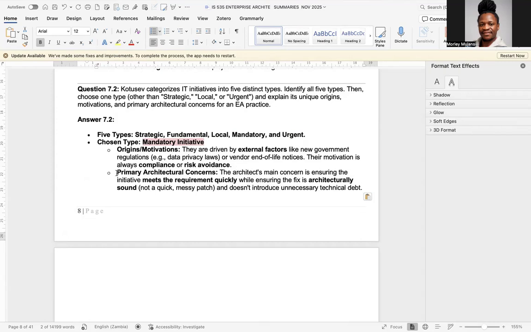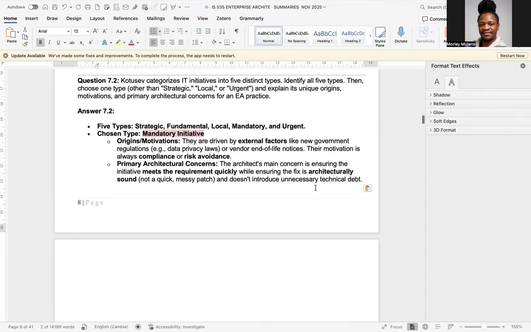And then the other issue, the primary architectural concern that we looked at, is that the architect's main concern is ensuring the initiative meets requirements quickly while ensuring the fix is architecturally sound. Okay, so that's a primary concern from the architect's point of view, is that we need to quickly make these changes, but also balance and make sure that the whole activity is not a mess and that there is no introduction of bugs or issues to do with technical debt.